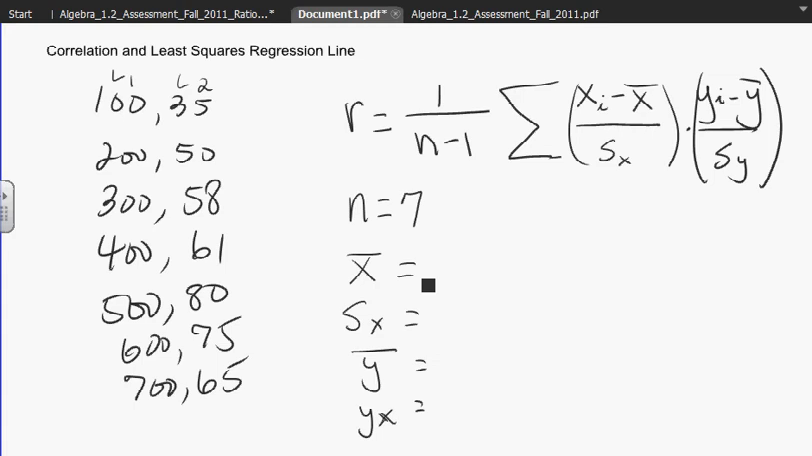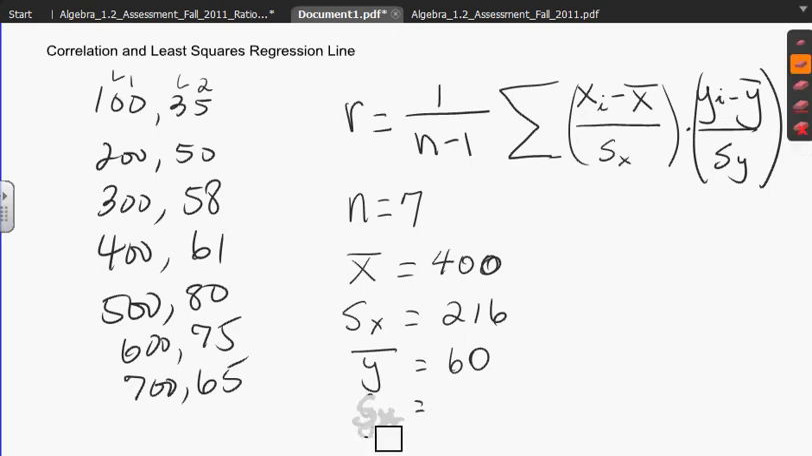So there's 7 pairs. So my n is 7. What's the mean of list 1, my explanatory variable? 400. What's its standard deviation? 216. Yeah. Okay. What's the mean of list 2? And the standard deviation of list 2? Nothing yet? 15?